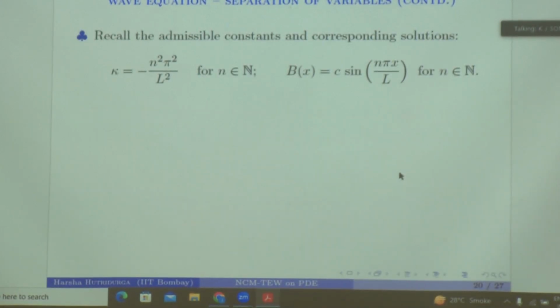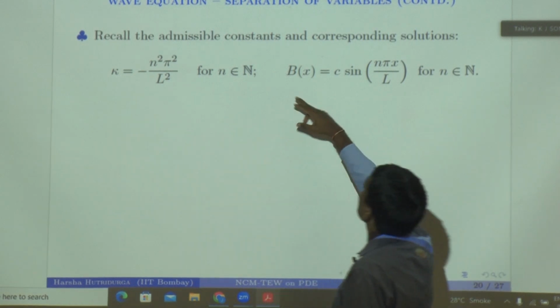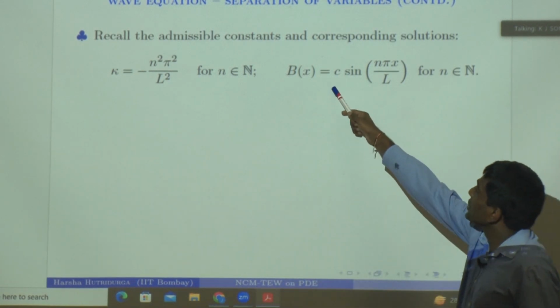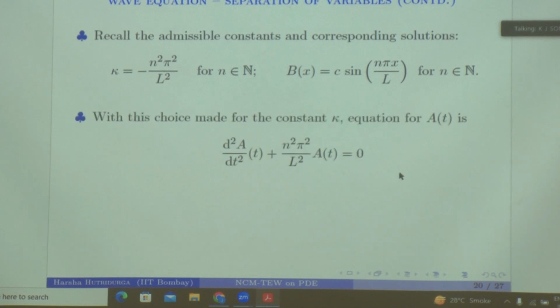And that tells us that there were two ratios equal to kappa, and one ratio can be meaningful only when kappa is this. Kappa is minus n squared pi squared upon L squared, where n is a strictly positive integer, and the corresponding solution is this. Now, there was another ratio there also. So we will see whether we can solve that other problem corresponding to these kappas.